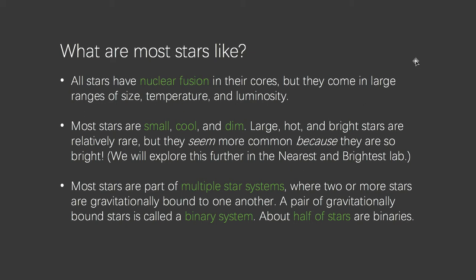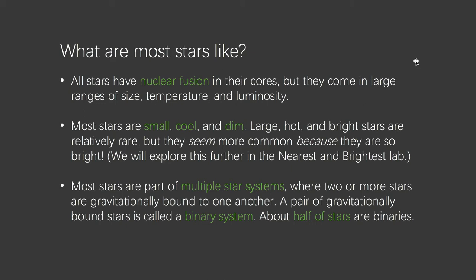Now, for the most part, stars are small and cool and dim. And when we say these terms, think in comparison to the sun. So most stars are smaller than the sun, cooler than the sun, more dim than the sun. The large, hot, and bright stars are the relatively rare ones. They just seem more common because their brightness makes them more apparent in our night sky.